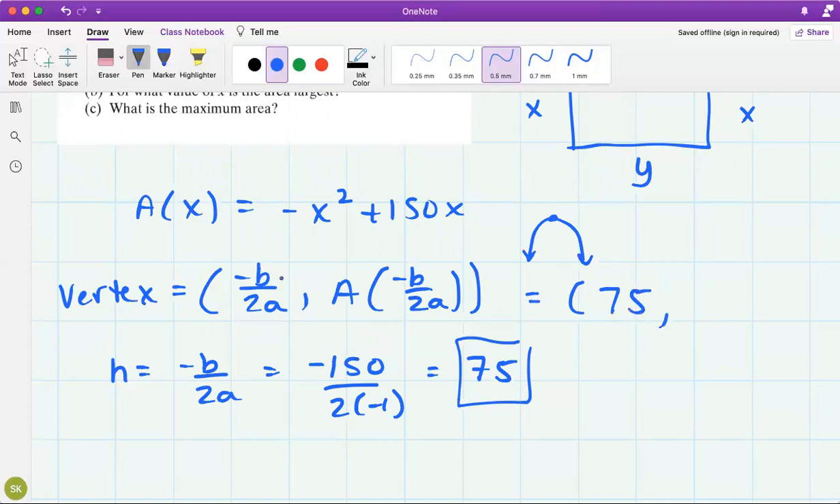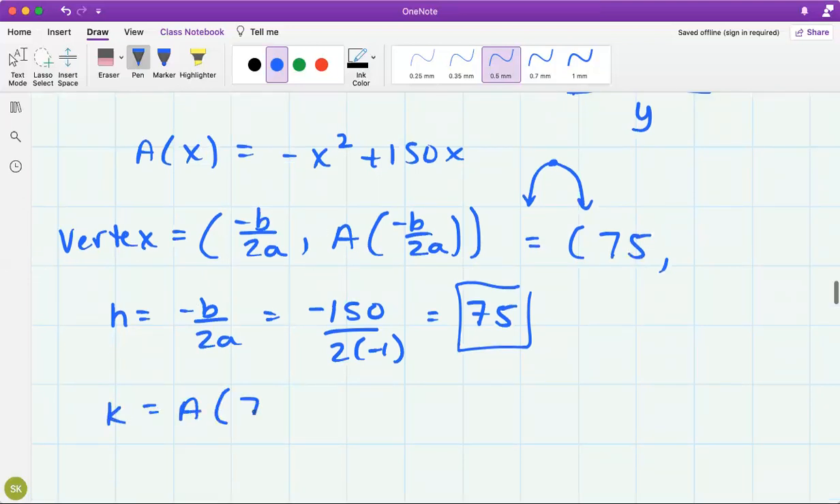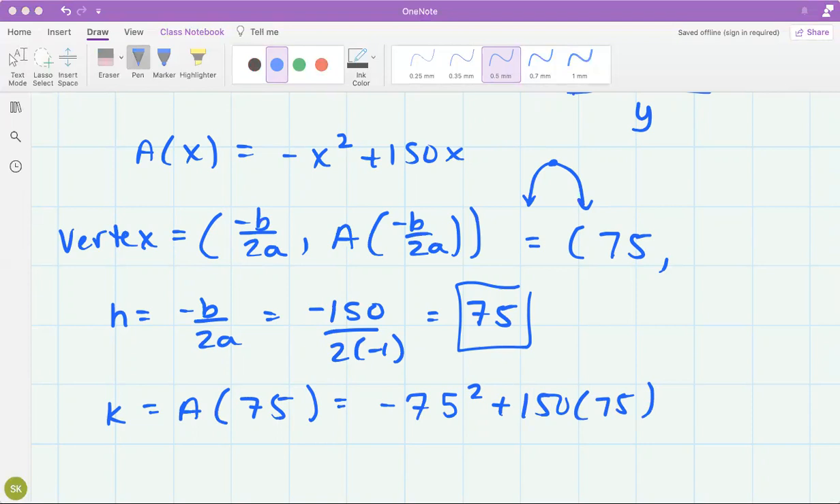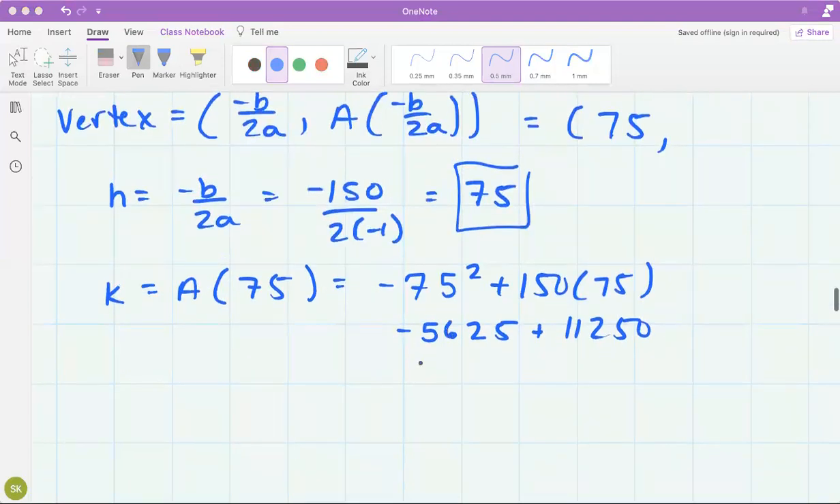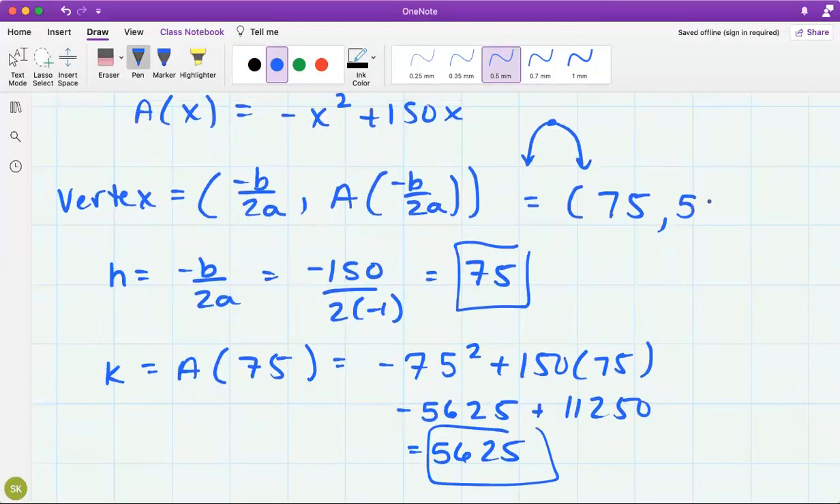And then to find the k value, we plug in 75 into our area function. We get negative 75 squared plus 150 times 75. So 75 times 75, this is negative 5625. And the other one is 11250. So from that, I'm going to subtract this 5625, and I get 5625. So that is our k. And so we found the vertex.